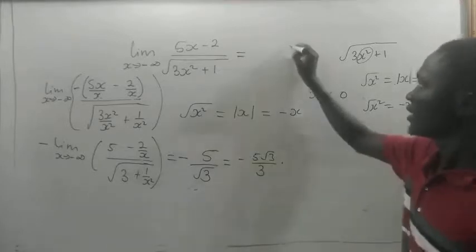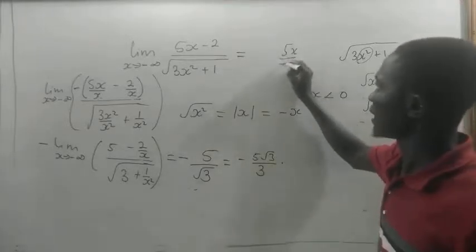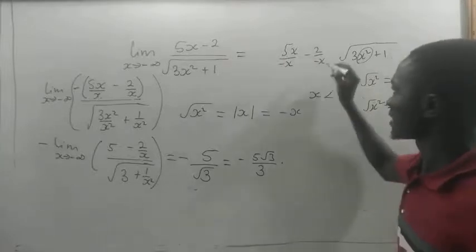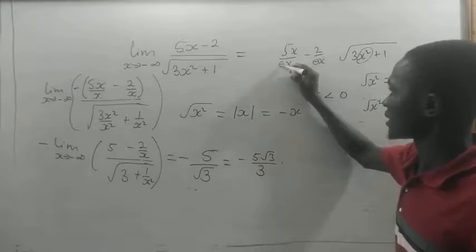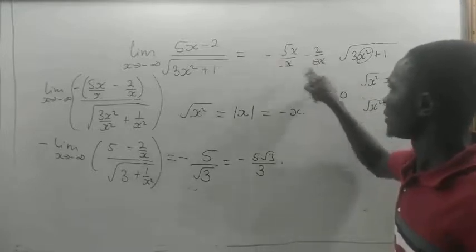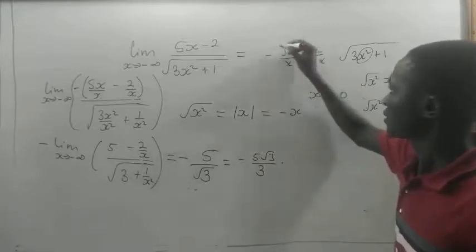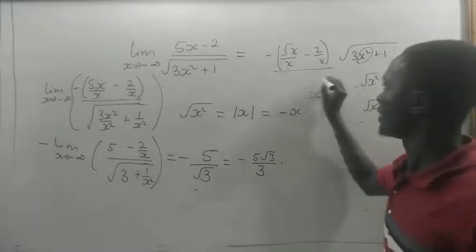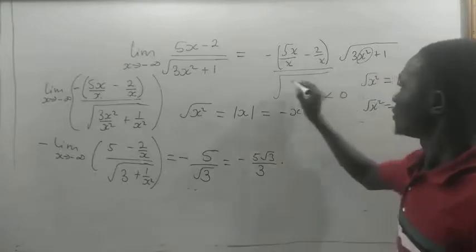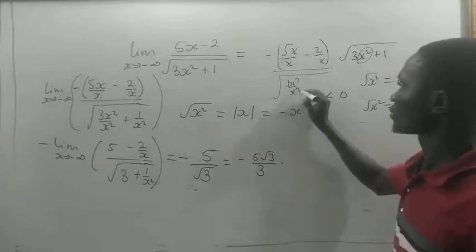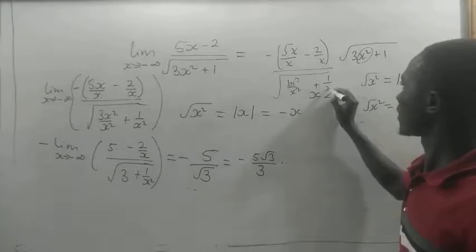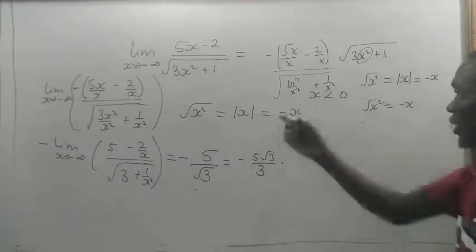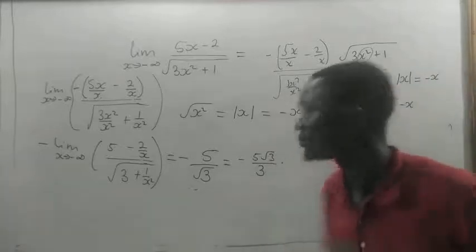This implies that if I take 5x, I'll divide it by negative x. Minus 2, I'll divide it by negative x. And I said that it's the same thing as leaving the negative here and dividing it through by the x, as we have here. Very simple. But for the denominator, we have 3x squared divided by x squared plus 1 divided by x squared. Very simple as that. That is what I was explaining.